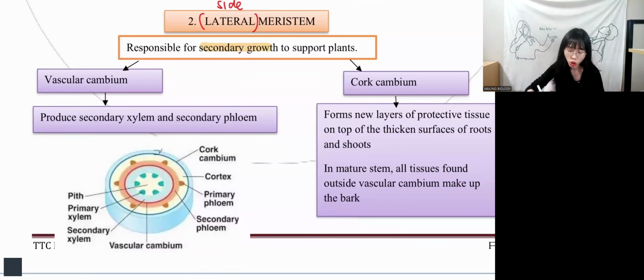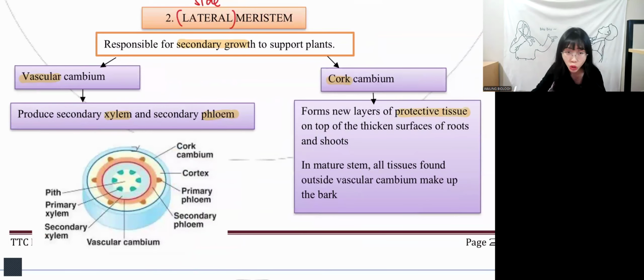When you see the word vascular, vascular has to relate to xylem and phloem. Anything related to xylem and phloem, it has to be vascular. Cork cambium, C-O-R-K, it has to be a protective tissue. Usually, the word cambium, we have to form a certain thing. So vascular cambium forms xylem and phloem. Cork cambium, they form into a protective tissue. So we have vascular and cork cambium. Talking about xylem and phloem, okay.